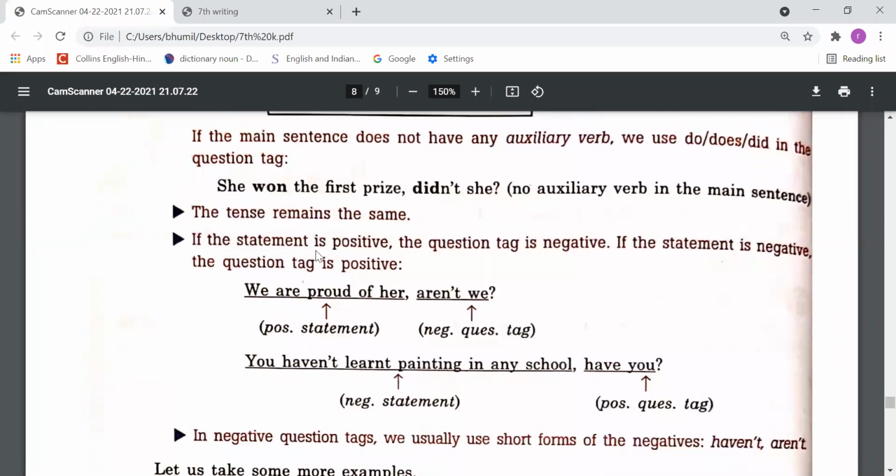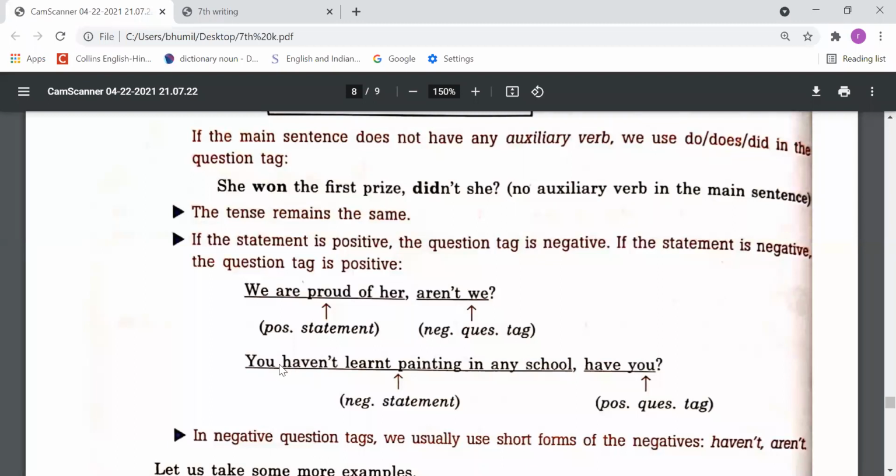Next point, if the statement is positive, the question tag is negative. If the statement is negative, the question tag is positive. This point I have already told you. If the statement is positive, we need to make the negative question tag. If the statement is negative, we need to make the positive question tag. You can see that we are proud of her, aren't we? The sentence is positive, but the question tag is in negative form.